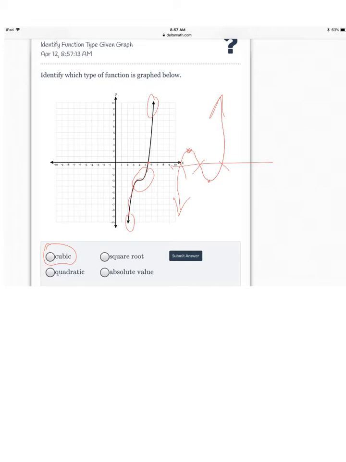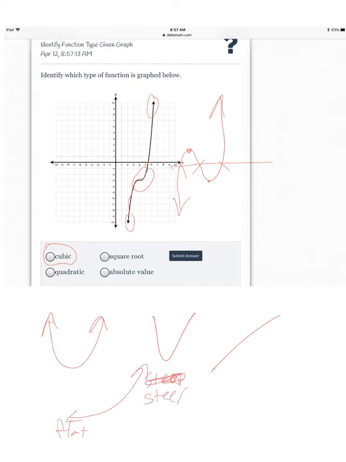So this one's a cubic, and then remember, quadratic is going to be U-shaped, absolute value is going to be V-shaped, linear is going to be a line, and exponential is going to have a flat part on one side and a steep part on the other. Okay? Yeah, steep. I was right the first time. Steep. All right.